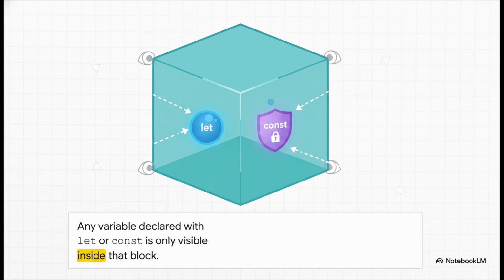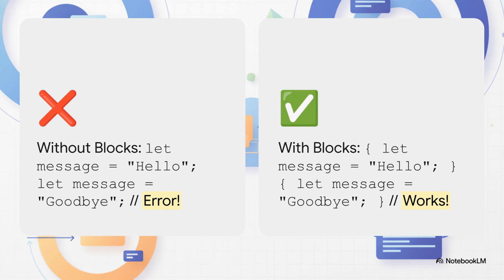That's called block scope. And this right here really shows you the power of that isolation. Look at the left side. If you try to declare a message twice in the same global space, JavaScript throws an error. It's a conflict. But now look at the right. By wrapping each one in its own little block, its own curly braces, they become two totally separate variables. No conflict whatsoever. This is a fundamental way we keep our code clean and organized.